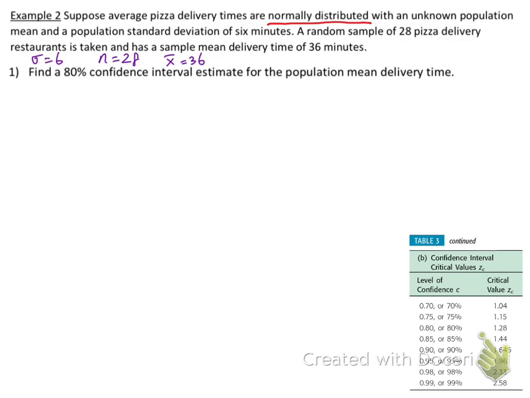First, we want to find an 80% confidence interval estimate for the population mean delivery time. So we know C equals 80%. Step 1, you go to this table. C equals 80%, you are here. ZC is 1.28.